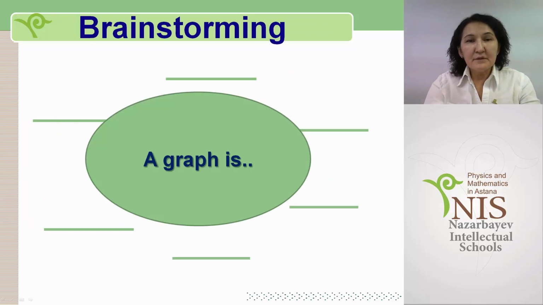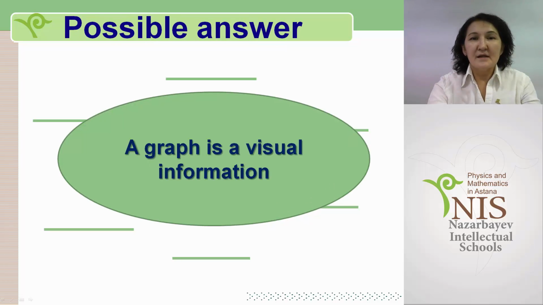Now we can brainstorm, and I want you to tell me what a graph is. On your board you see the lines around this circle, and you can take your pen and write down the words you associate with this word, a graph. You have time. You can discuss with your friends, with your classmates, and write down separate words which you associate with this word, a graph. Good job.